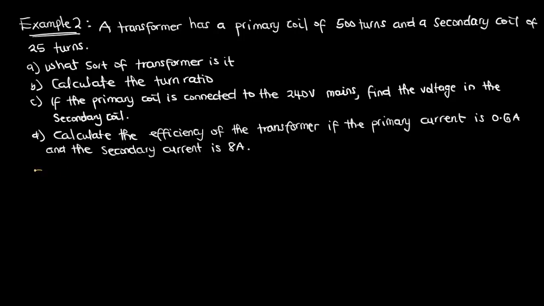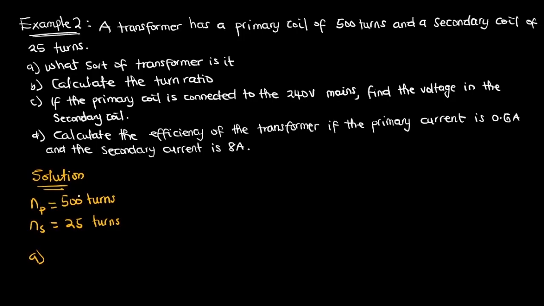Let's dive in. So we write down our solution. The transformer has a primary coil of 500 turns, so our number of turns in the primary, NP, is 500 turns. The secondary coil has 25 turns, so our NS is 25 turns. Now they are asking us what sort of transformer this is. If the primary coil has more turns than the secondary, this is a step down transformer because it is moving from 500 to 25. So it's a step down transformer.